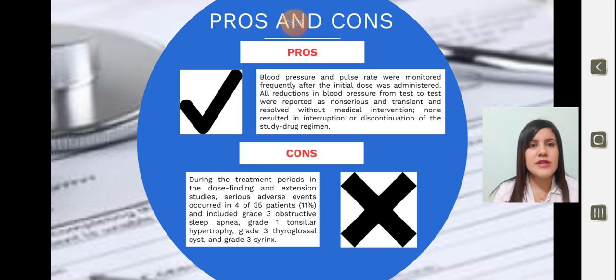Cons. During the treatment periods in the dose-finding and extension study, serious adverse events occurred in 4 of 35 patients, 11%, and include grade 3 obstructive sleep apnea, grade 1 tonsillar hypertrophy, grade 3 thyroid loss, and grade 3 screens.